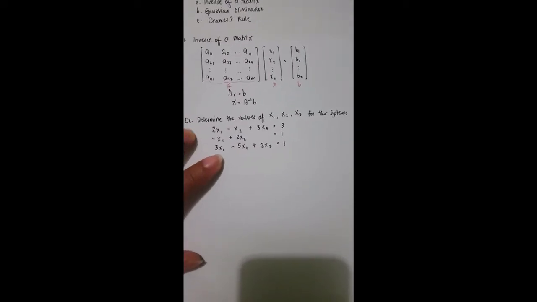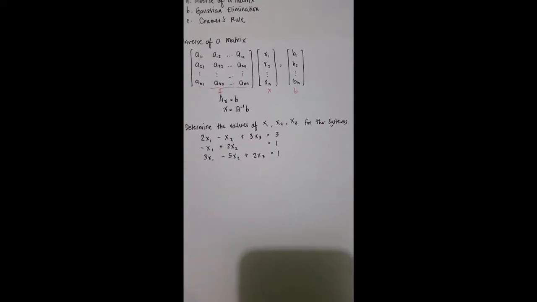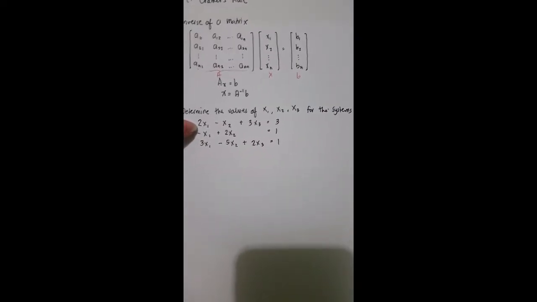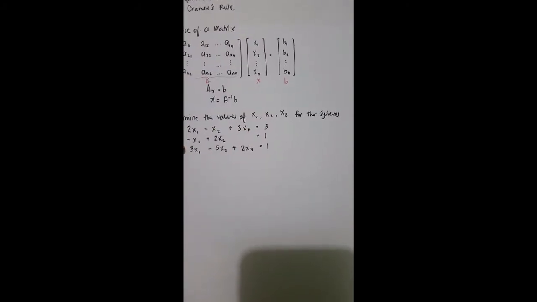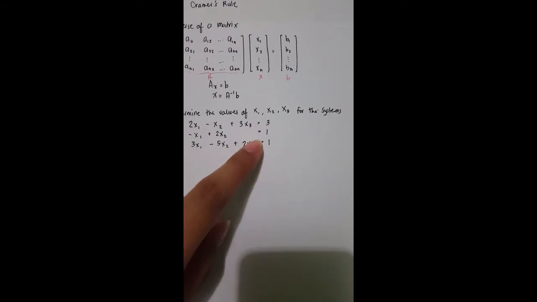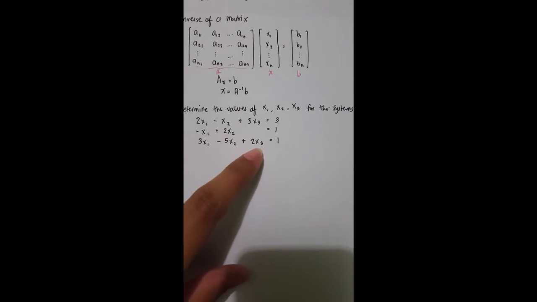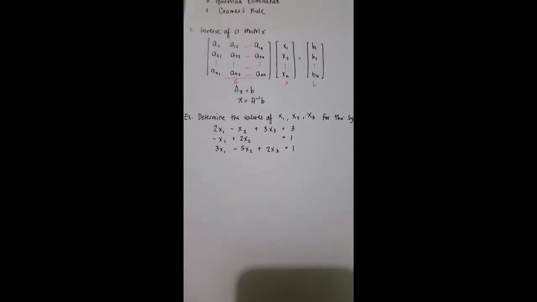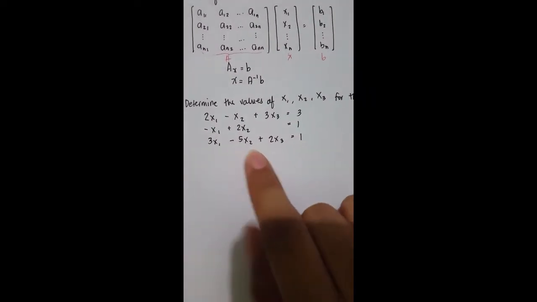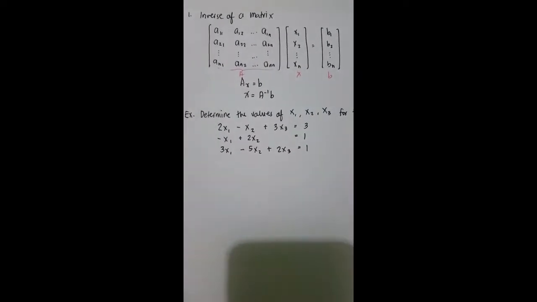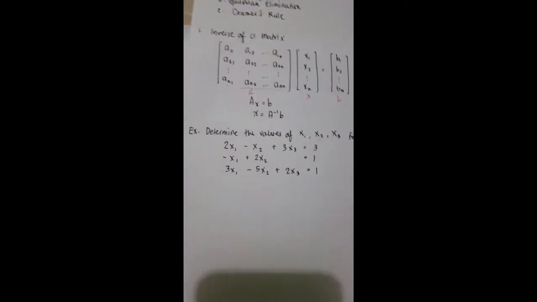Determine the values of x1, x2, and x3 for the system of linear equations. So, we have this given: 2x1 minus x2 plus 3x3 is equal to 3. Negative x1 plus 2x2 is equal to 1. We have 3x1 minus 5x2 plus 2x3 is equal to 1. So, our goal is to determine the values of x1, x2, and x3. We can solve this using the calculator actually, and you can use that to check your answers.